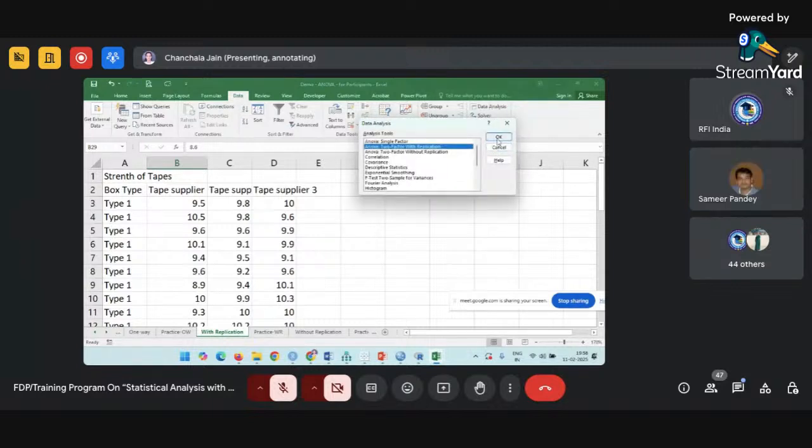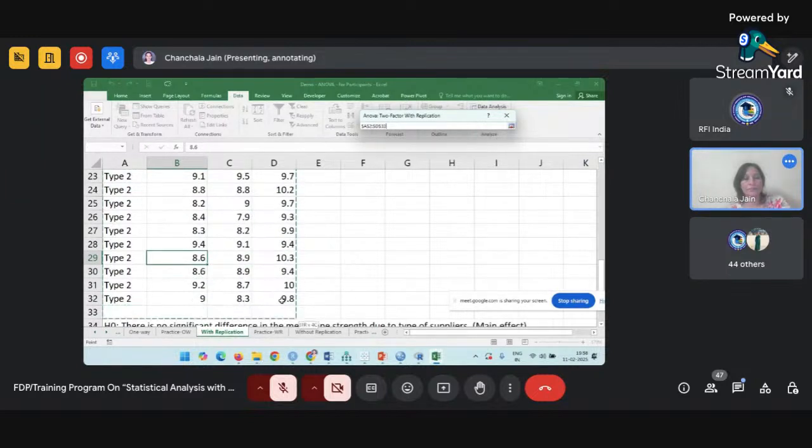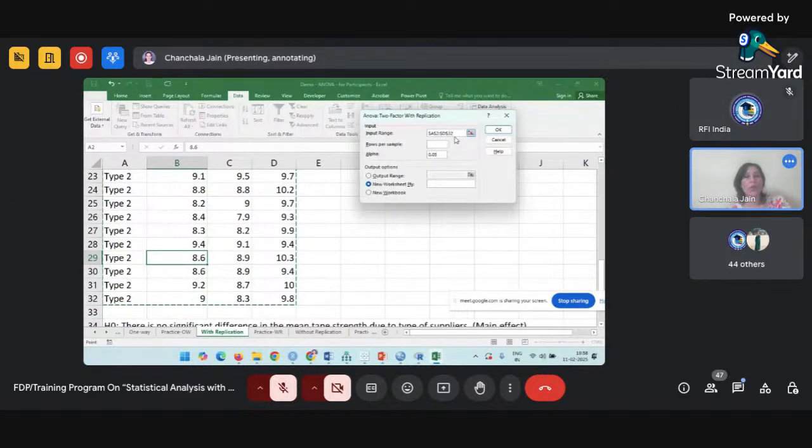Yes, ma'am. So I first provide the range of my data. I did so. Now here you need to write rows per sample. In each sample, we have 15 rows. That means if, suppose, from the second box I had taken only 14 samples, while here we have a total of 15 samples, in that case Excel will not allow you to perform this with replication case. So this is a must condition to perform two-way ANOVA here. Is it clear?